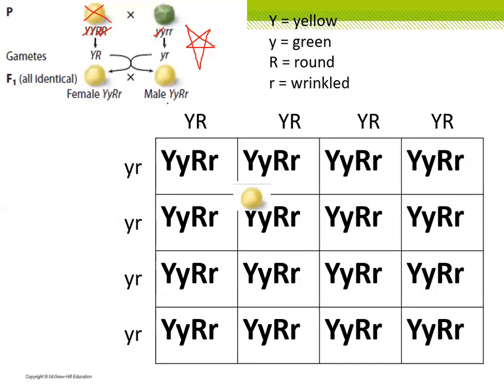Specifically, they are all going to be a smooth yellow pea. When you breed two homozygous things, you don't get a lot of genetic diversity. So what we've done is we've bred the parents, and now we've gone to the first generation.